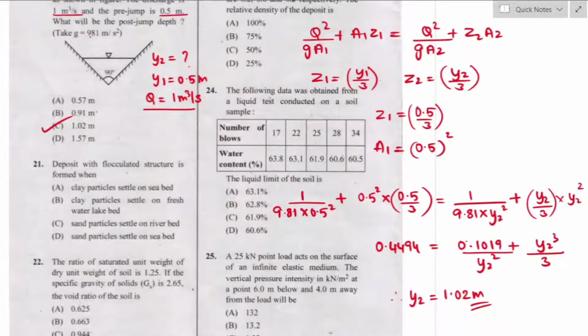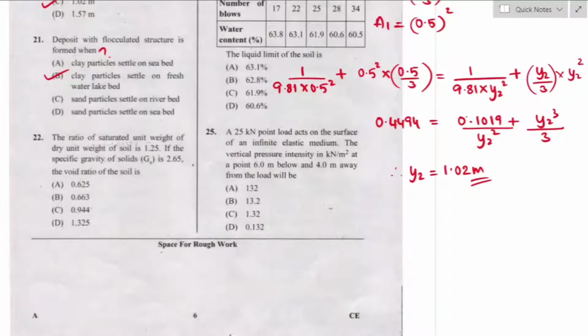Question number 21. Deposit with a flocculated structure is formed when? Flocculated structure is present in the clay particles which contains larger surface area. So it is formed when the clay particles settle on the freshwater lake bed. Option B is the right answer.